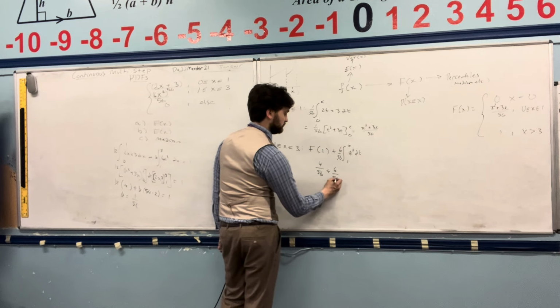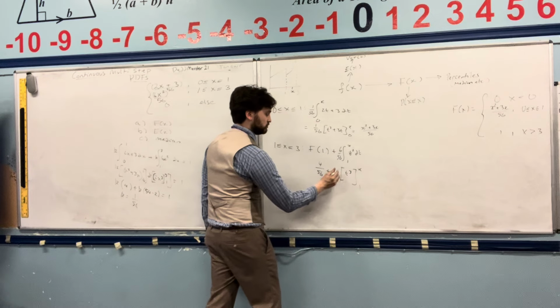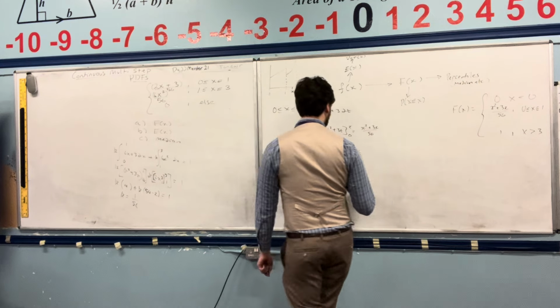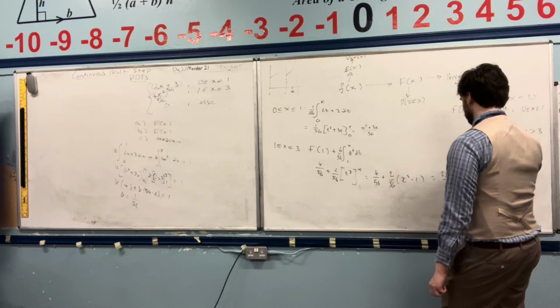Something I can do, you don't have to do this, but you should. It's a good way to make this easier. Do you agree that I can take this over 3 outside and cancel it with this 6? Again, that's the smart thing to do here. So this would be 2 over 56, then t cubed. So it's 4 over 56 plus 2 over 56 times by x cubed minus 1. And so this would be 2x cubed minus 2 plus 4. So 2x cubed plus 2 over 56.